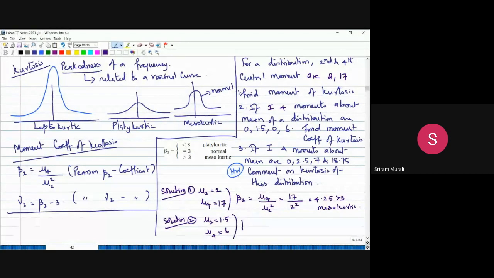You have to find beta 2. Again, beta 2 is equal to 6 divided by 1.5 square. That is equal to 2.67, which is less than 3. It is platykurtic.